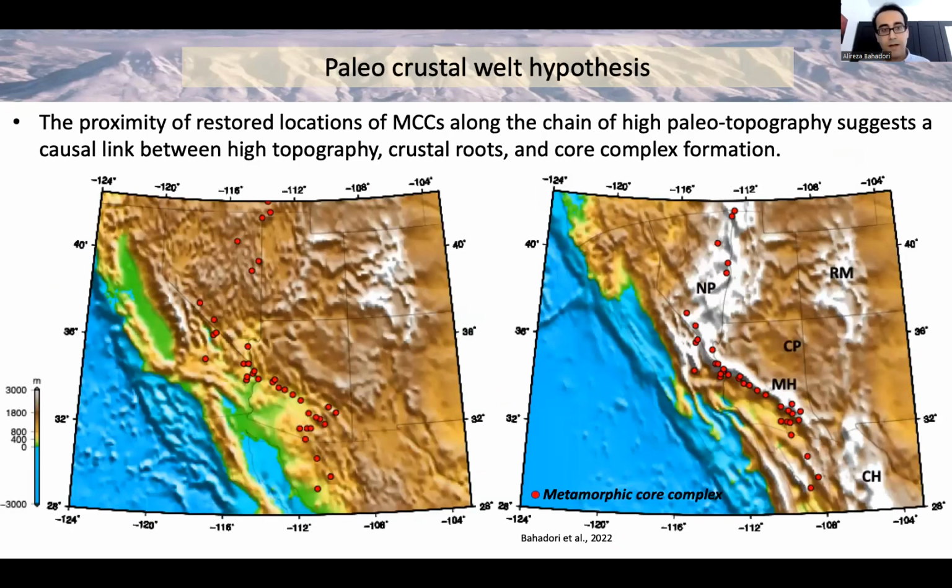And also our final integrated paleo elevation model, based on backward integration of strain rate through time, generates highlands in southwestern North America. So one important thing here is that the reconstructed location of present-day core complexes lie within zones or belts where the crust was thickened prior to extension. And we think that this is an important result, suggesting that there is perhaps a causal link between high topography, crustal root, and core complex formation.